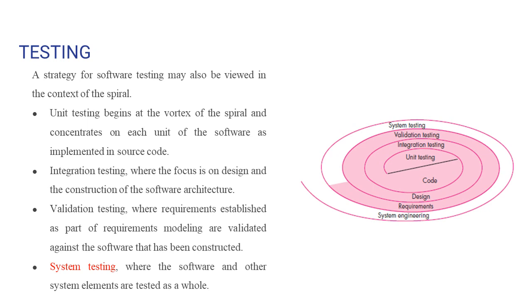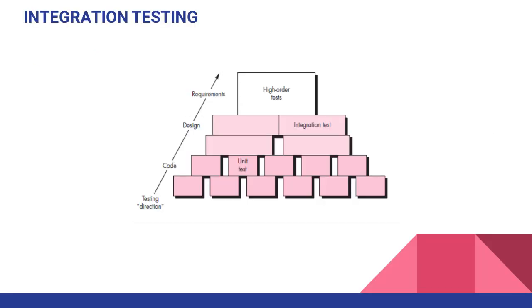Considering the process from a procedural point of view, testing within the context of software engineering is actually a series of 4 steps that are implemented sequentially. Initially, tests focus on each component individually, ensuring that it functions properly as a unit. Hence the name unit testing, as discussed in previous videos. Unit testing makes heavy use of testing techniques that exercise specific paths in a component's control structure to ensure complete coverage and maximum error reduction. It is also discussed as black box testing and white box testing in our previous videos.